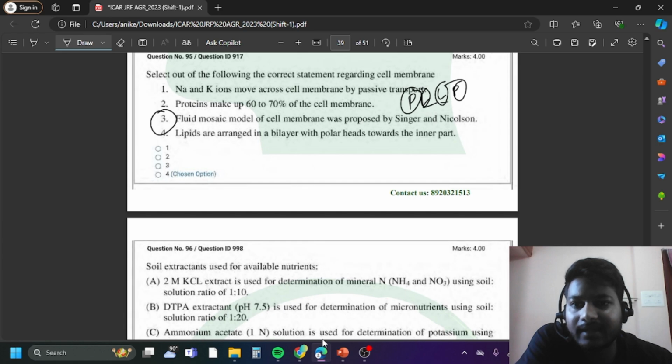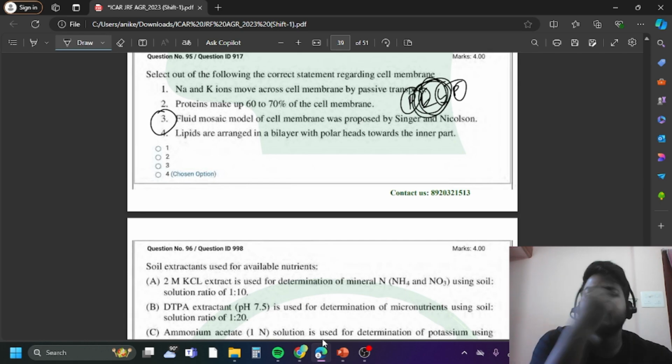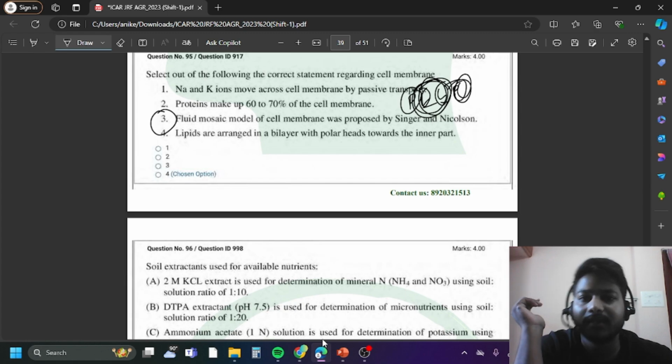And here they have given that lipids are arranged in a bilayer with polar heads towards the inner part. No, it is in the middle part. Protein is the inner part. And sodium and potassium ions move across the cell membrane by passive transport. No, Na plus and K plus have the same charge and they are antiport in nature.